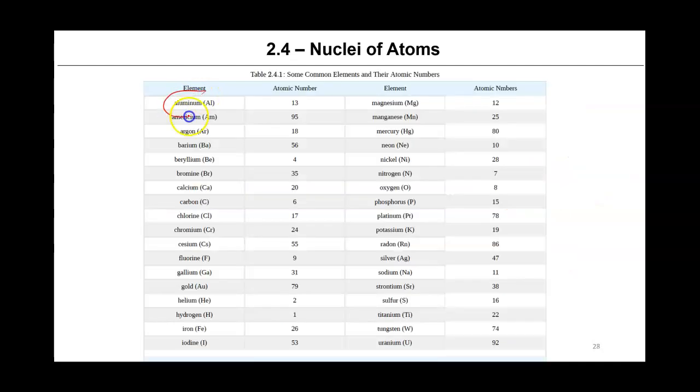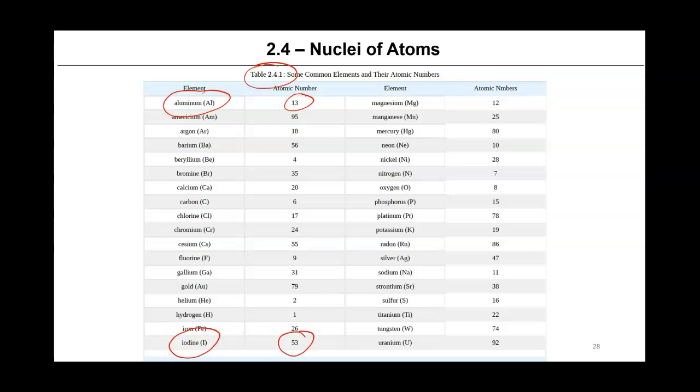So for example, aluminum has atomic number 13, meaning that it has 13 protons in its nucleus, and then it also has 13 electrons. Iodine has atomic number 53, and so that tells us that it has 53 protons in its nucleus and 53 electrons outside the nucleus. As you'll see, every element has a unique atomic number. You may want to take note of this table in your book as it can be really helpful in answering questions later on.